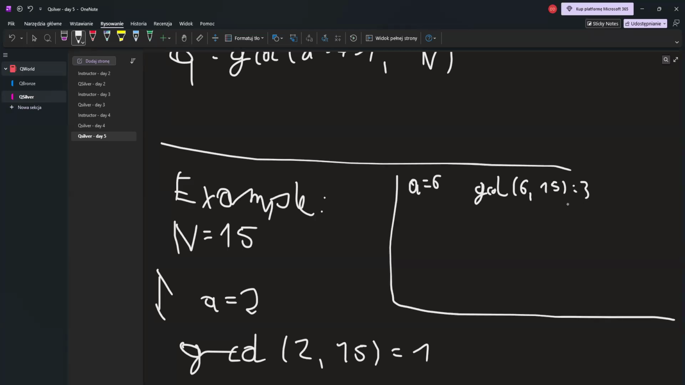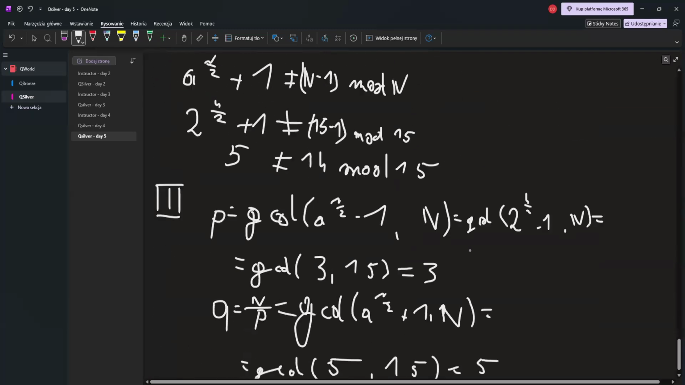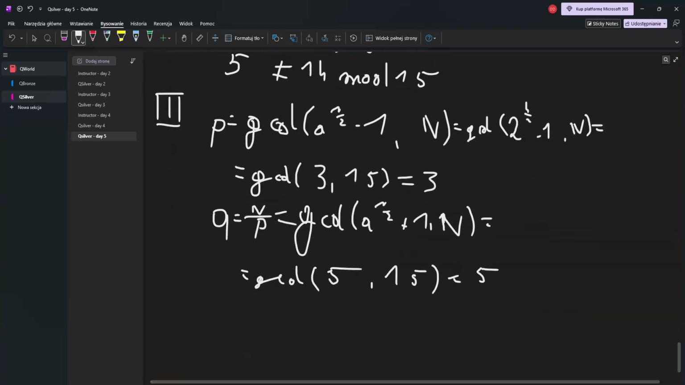And okay, so now we can simply calculate q as n divided by p. So it will be 5.